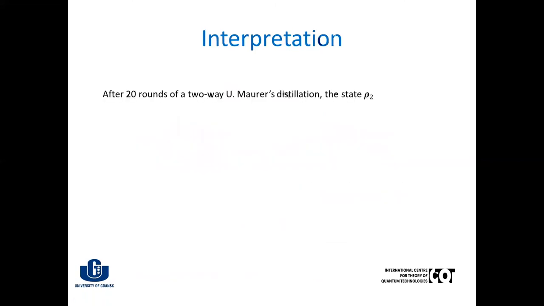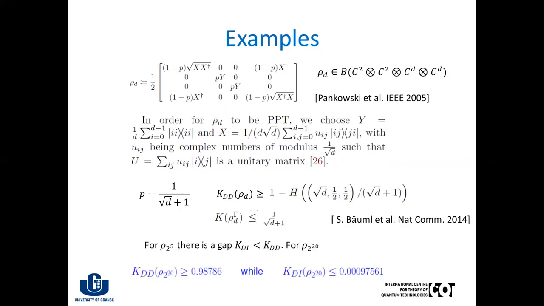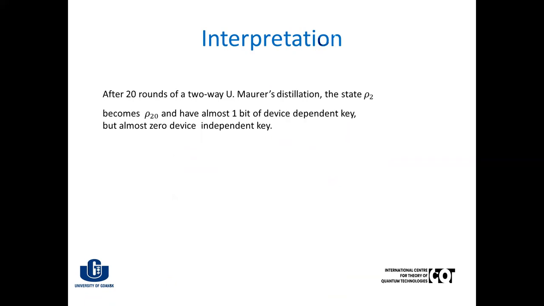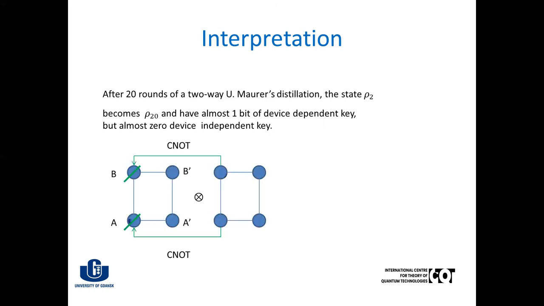The interpretation is that after 20 rounds, because this is rho 2^20, it looks like a really huge number of qubits, 2^20 per side, but it is constructible from a 4-qubit state, rho 2, by Maurer's distillation protocol. After this distillation protocol, rho 2 becomes rho 2^20, and it has almost 1 bit of device dependent key and almost 0 device independent key.